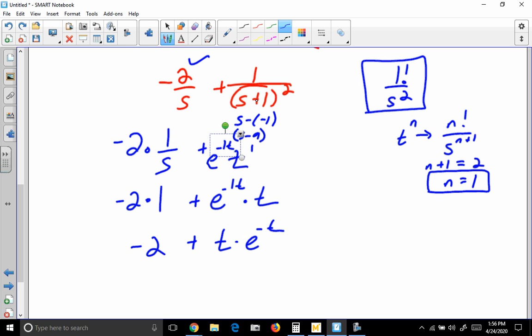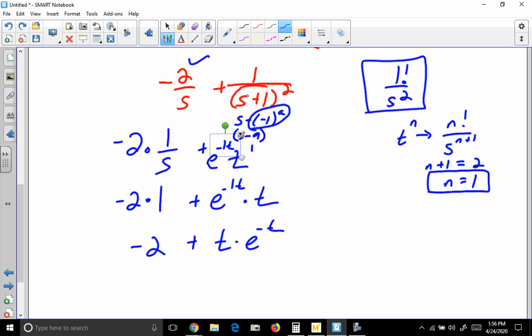Because if we have s plus a number or s minus a number, we're going to have an e to the at, so we need to find a. So if we rewrite that as s minus something, it would be s minus -1. So that's our a. So that's what we put in as our translation part.